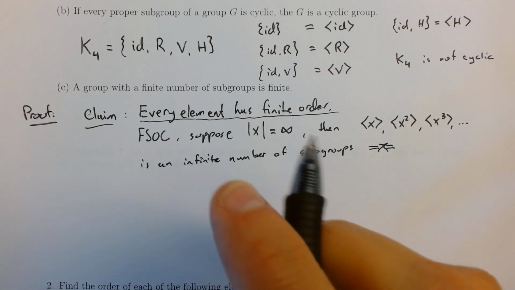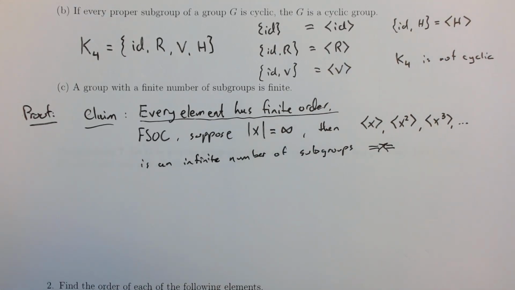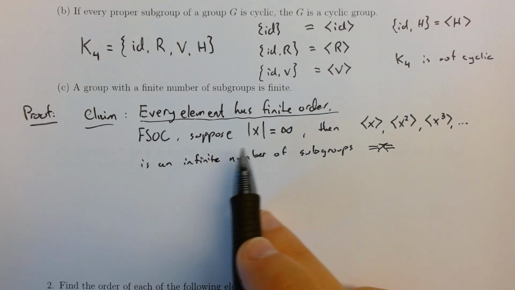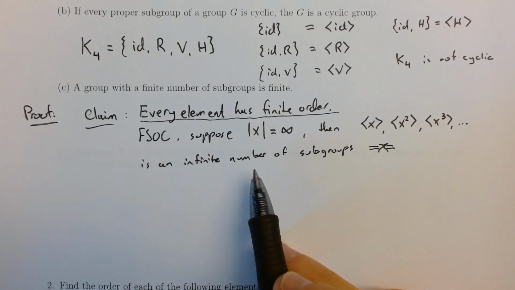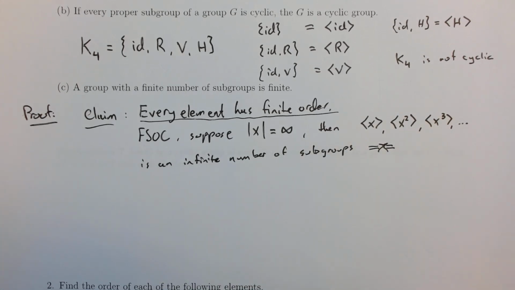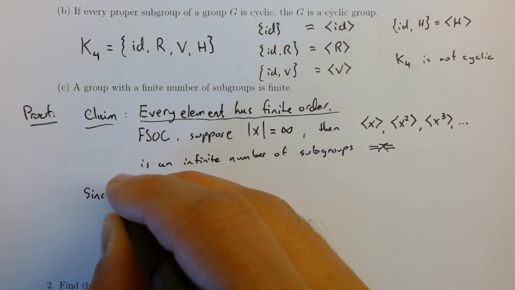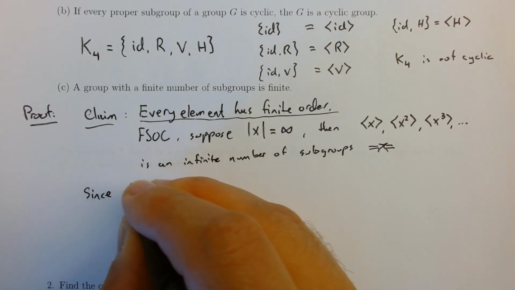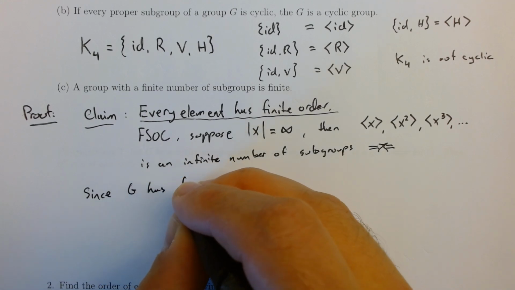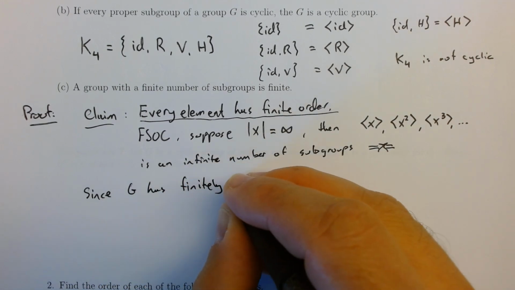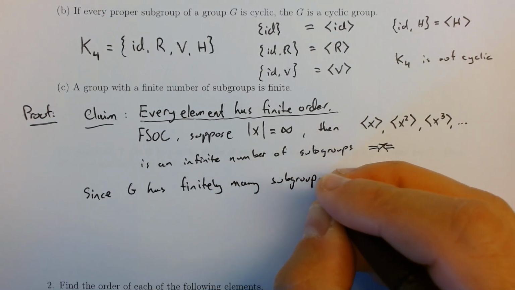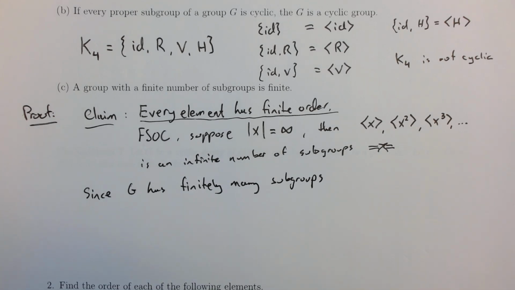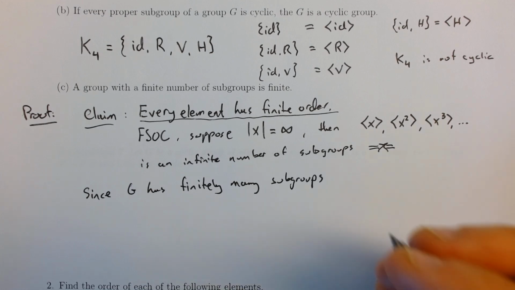Now let's prove the main part, that the actual group is finite. So why we needed this claim is because we're going to focus on the cyclic subgroups in the group. So since the group, we're going to call it G, has finitely many subgroups, that's by assumption, then cyclic subgroups are just some of those subgroups, maybe all of them, but it would also have a finite number of cyclic subgroups.